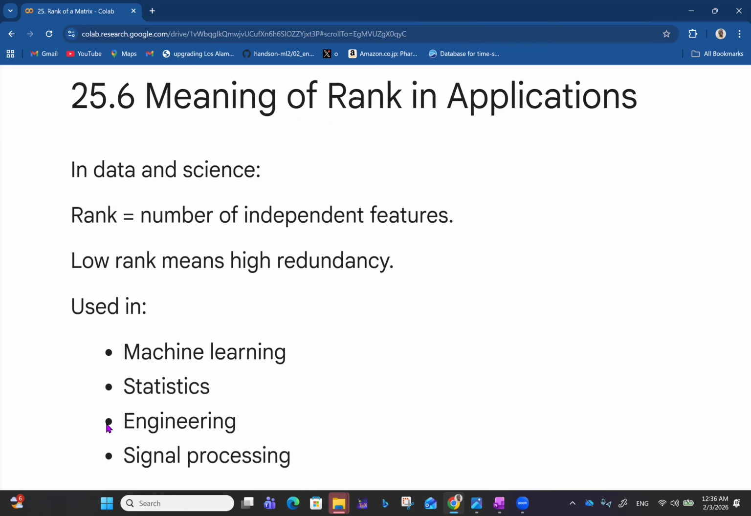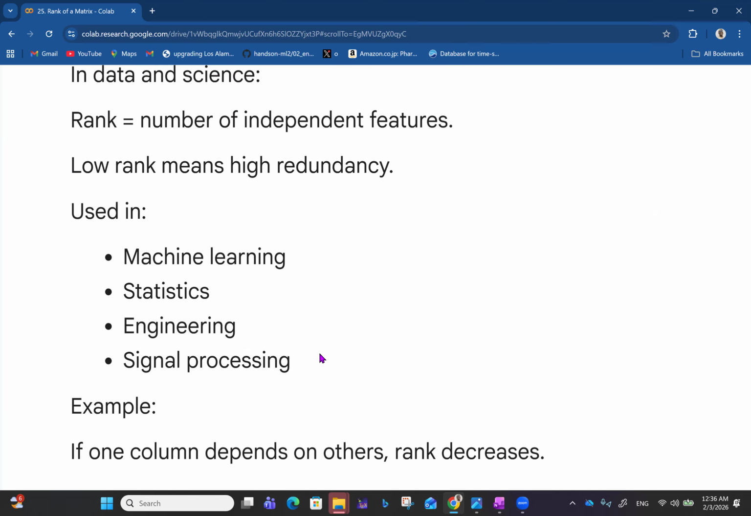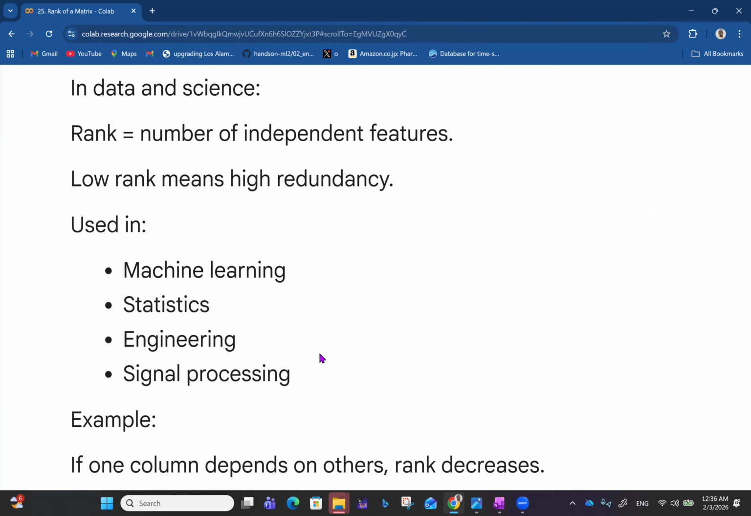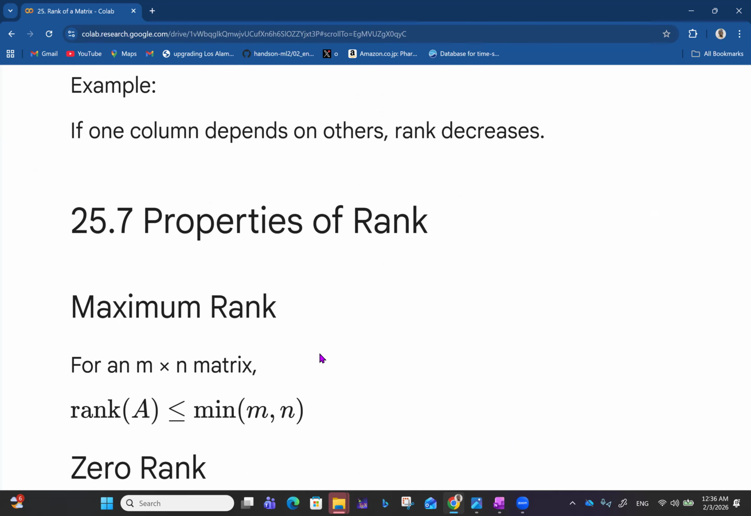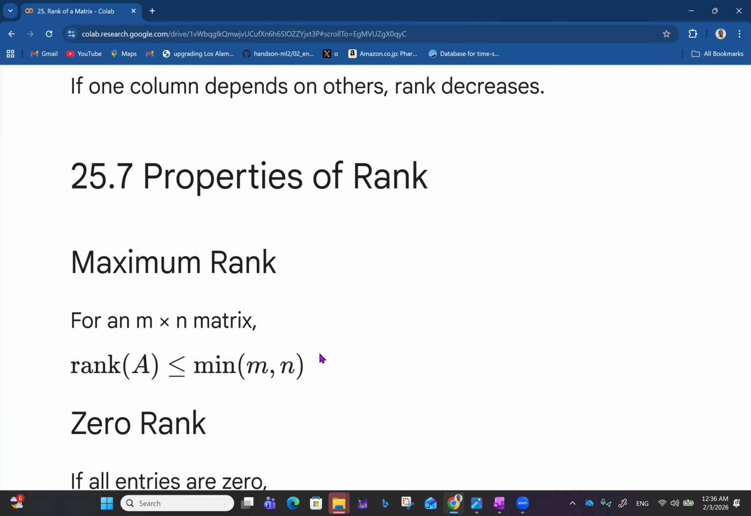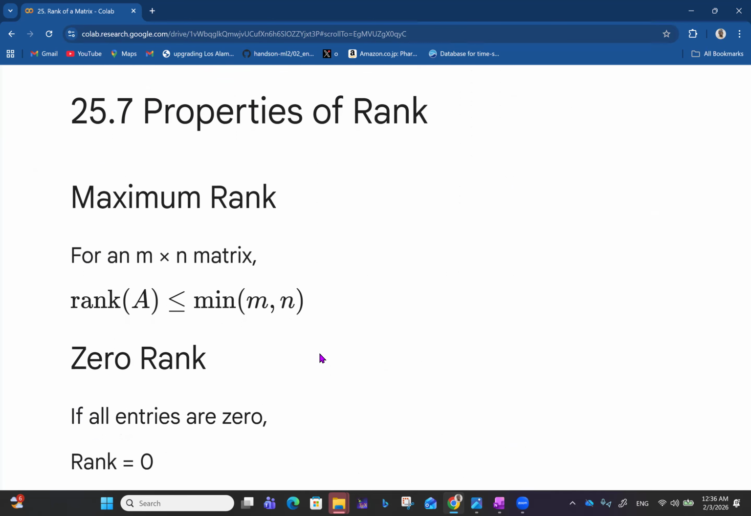Then statistics, engineering, and signal processing. In machine learning we do feature importance. We do some analysis to see which of all these 10 variables are the most important. So you want to relegate things that bear resemblance to themselves, as much as possible. If one column depends on others, of course, rank will decrease. Or they are highly correlated, where one increasing means the other is also increasing. That's going to cause some redundancy.